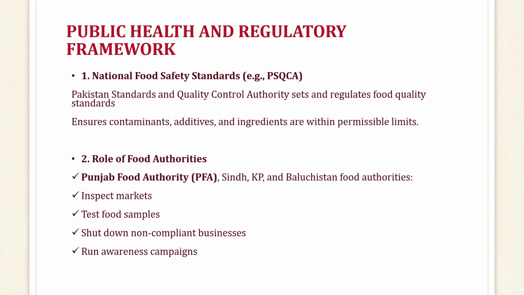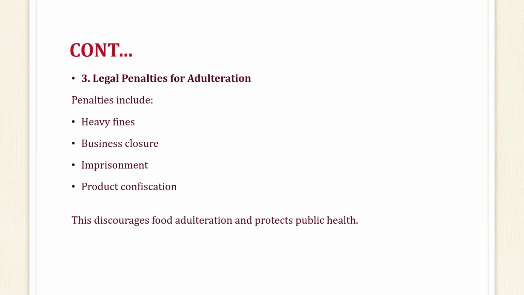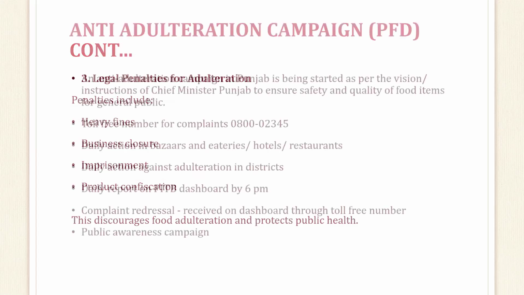There are food authorities in almost all the provinces of Pakistan. The Punjab Food Authority inspects markets, tests food samples, shuts down non-compliant businesses, and runs awareness campaigns as well. Then the third thing is legal penalties for adulteration, which include heavy fines, business closure, imprisonment, and product confiscation. All these measures discourage food adulteration and protect public health.